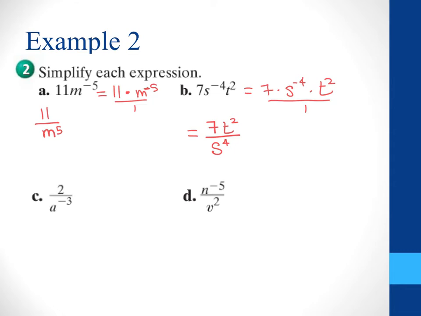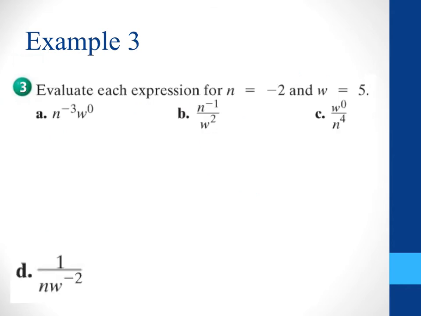Likewise, for part C, 2 is going to be left where that is because that's in the numerator, and doesn't have a negative exponent. Now in this case, my denominator has a negative exponent, so that tells me that that really has to move to the numerator. So I really end up with 2a to the third power. And for part D, I have n to the negative fifth. So that negative exponent tells me that it needs to move out of the numerator into the denominator. And if I have nothing left in the numerator, then I'm just going to replace it with a 1. So this would be 1 divided by v squared n to the fifth.